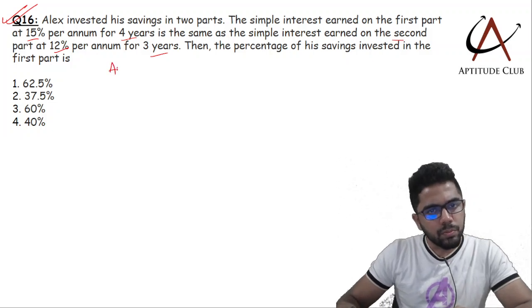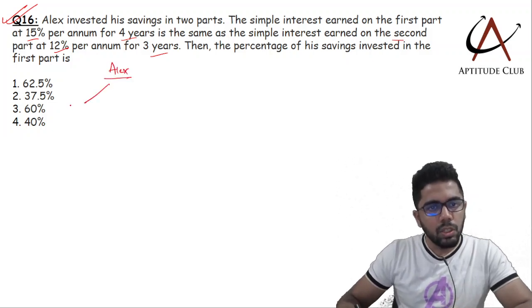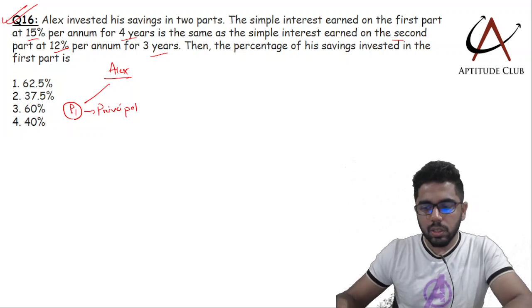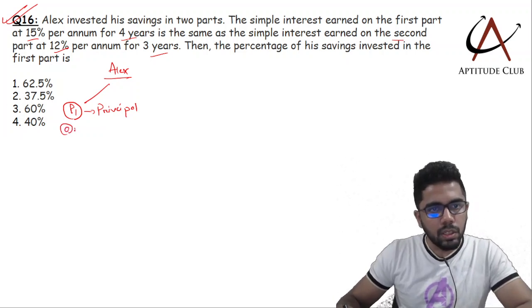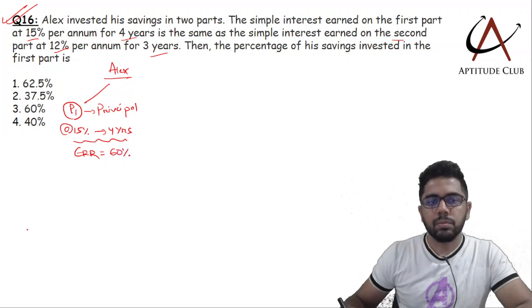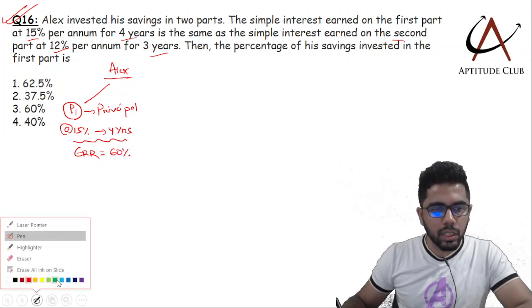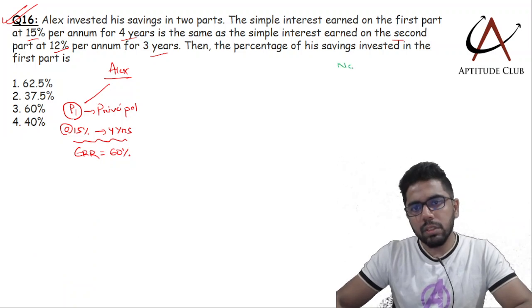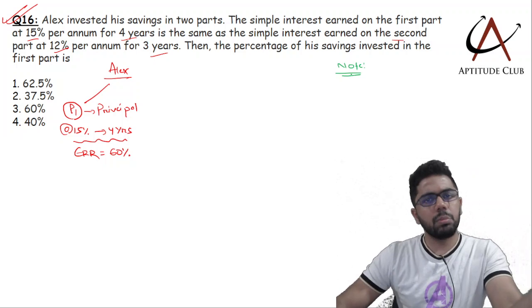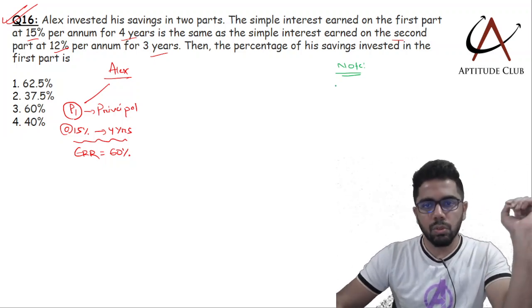So very simple question, two parts. The first one ka, let us say principal is P1. Let us say this is the principal for the first part. Principal is P1 and you are investing at the rate of 15% for a period of 4 years. So overall, if I calculate the ERR, it is 60%. ERR means effective rate of return. Let me write it here. Effective rate of return. That means mere ko 4 years mein what did I get in overall? 15% per year. So in 4 years, 15 into 4.